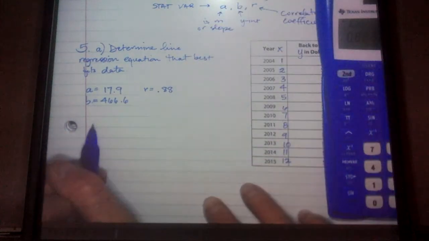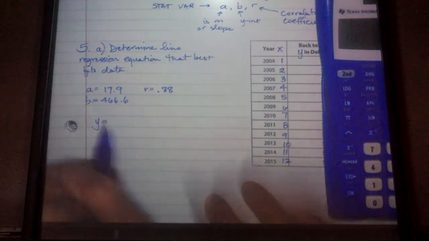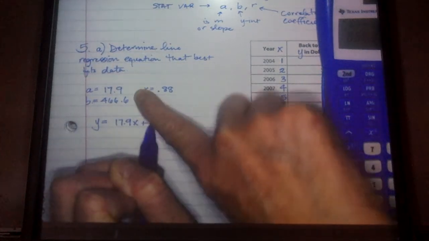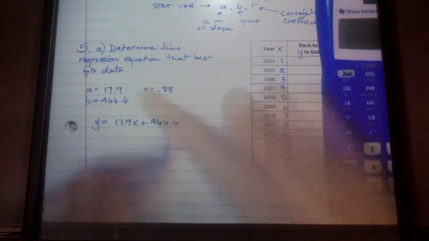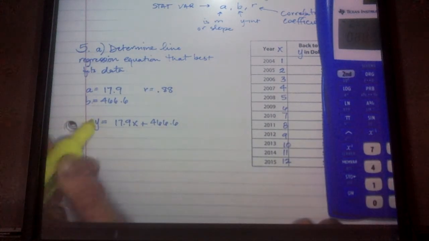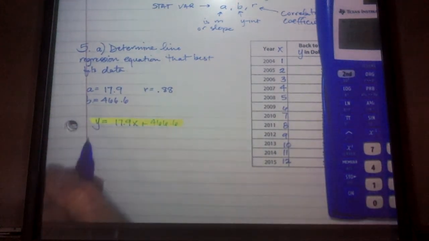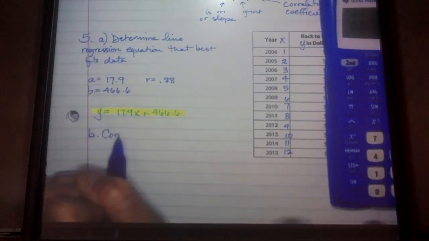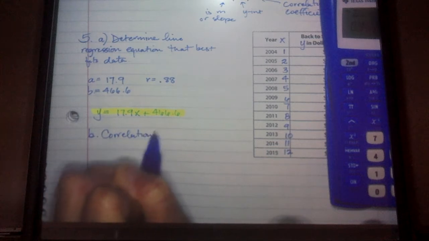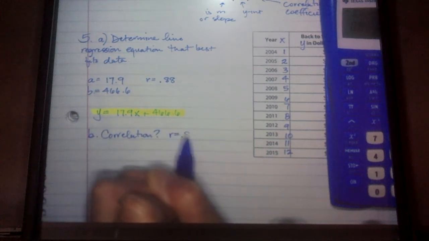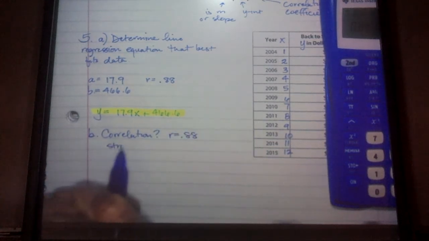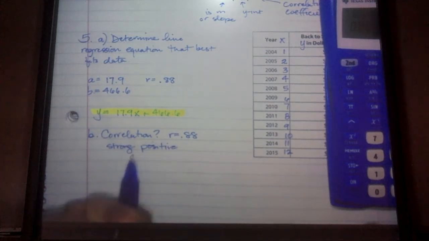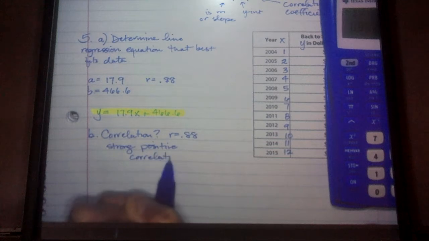So I'm going to write my equation. My equation would be y equals A times x plus B, 466.6. So there's my equation. B, what type of correlation is this? I would say R is 0.88, so that is a strong positive correlation.